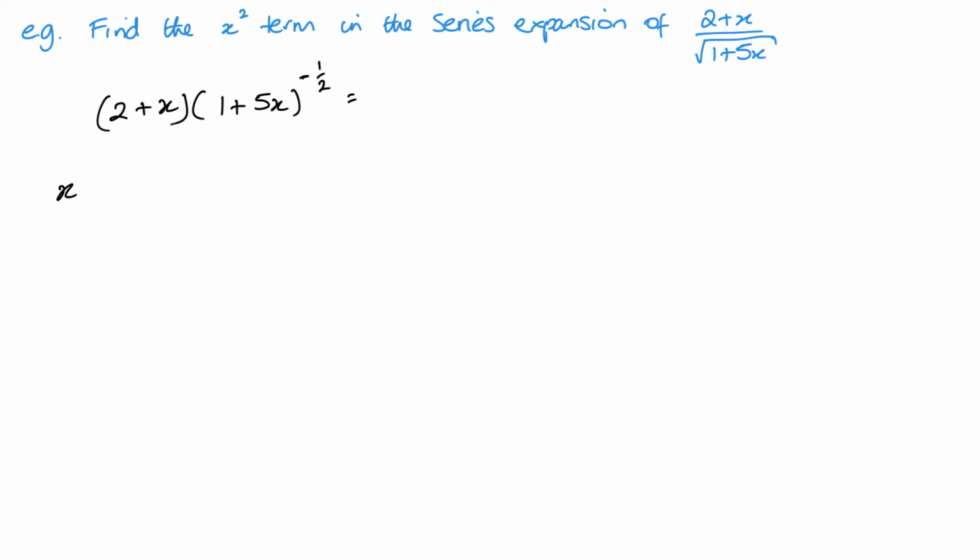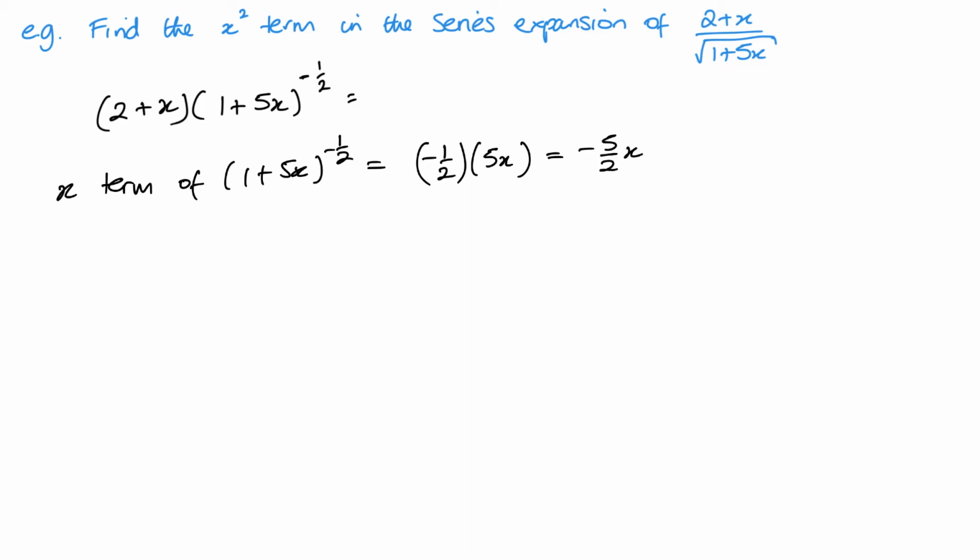So let's look at first finding our x term of our 1 plus 5x to the power negative 1/2. So the x term is going to be nx, so this is minus 1/2 multiplied by my x, which is 5x, so it's going to be negative 5 over 2x. And my x squared term of this expansion is actually going to be the next term along.